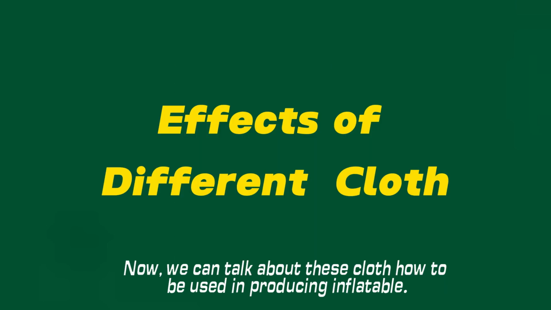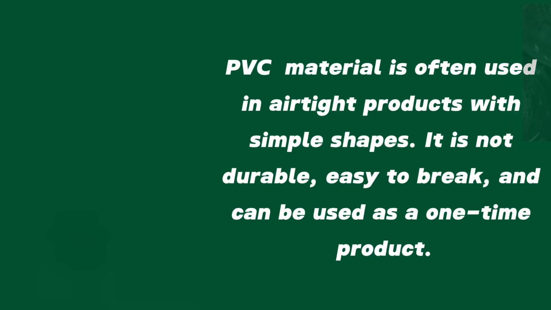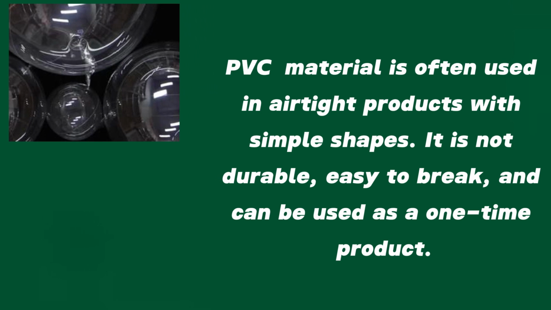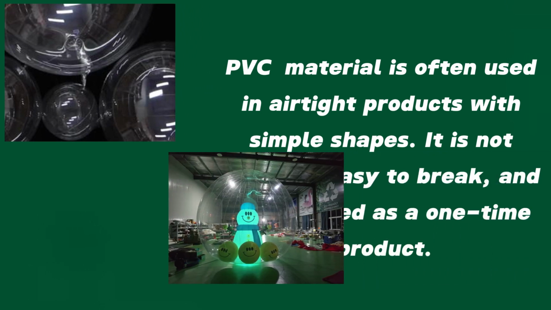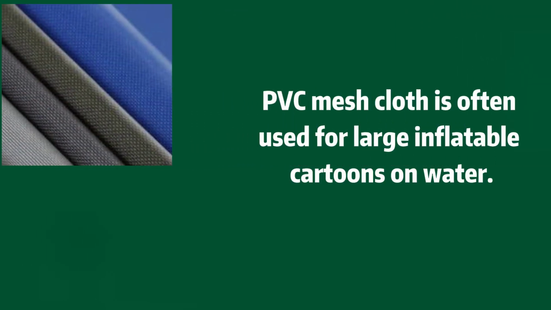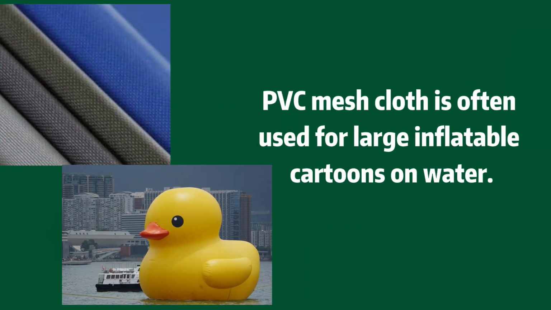Now, we can talk about how these cloths are used in producing inflatables. PVC material is often used in airtight products with simple shapes. It is not durable, easy to break, and can be used as a one-time product. PVC mesh cloth is often used for large inflatable cartoons on water.